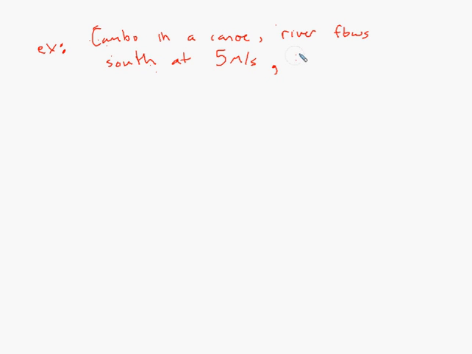And we're going to say that Cambo rows at 2 meters per second west. Where does Cambo actually go? From my look, probably down a waterfall.